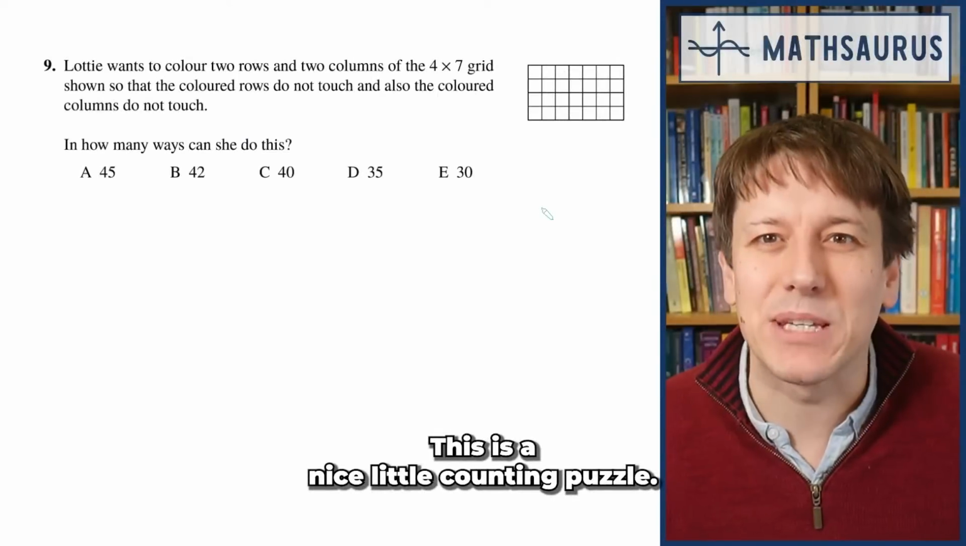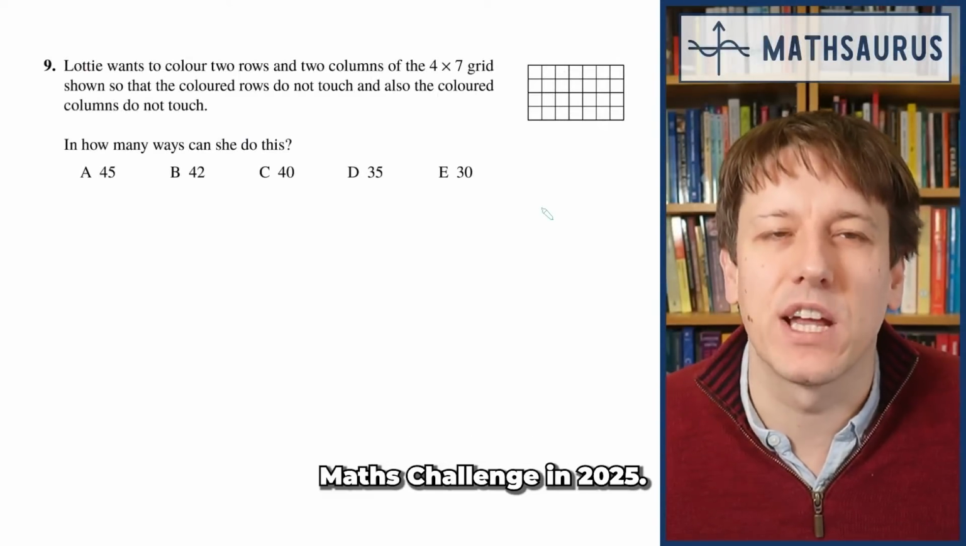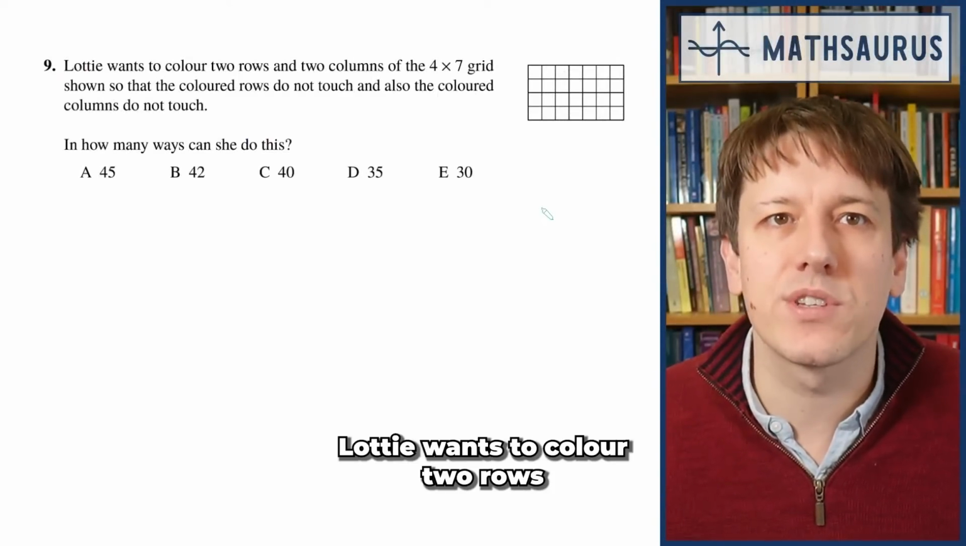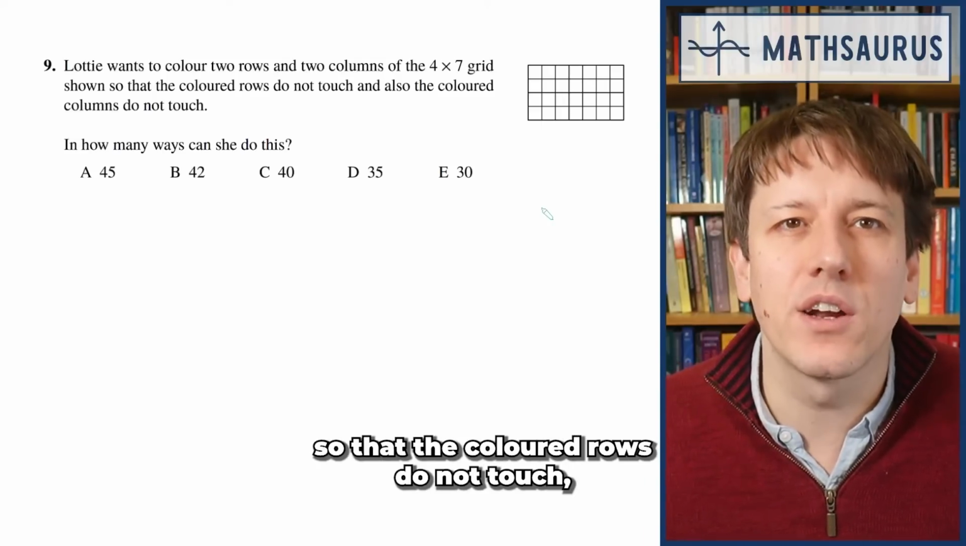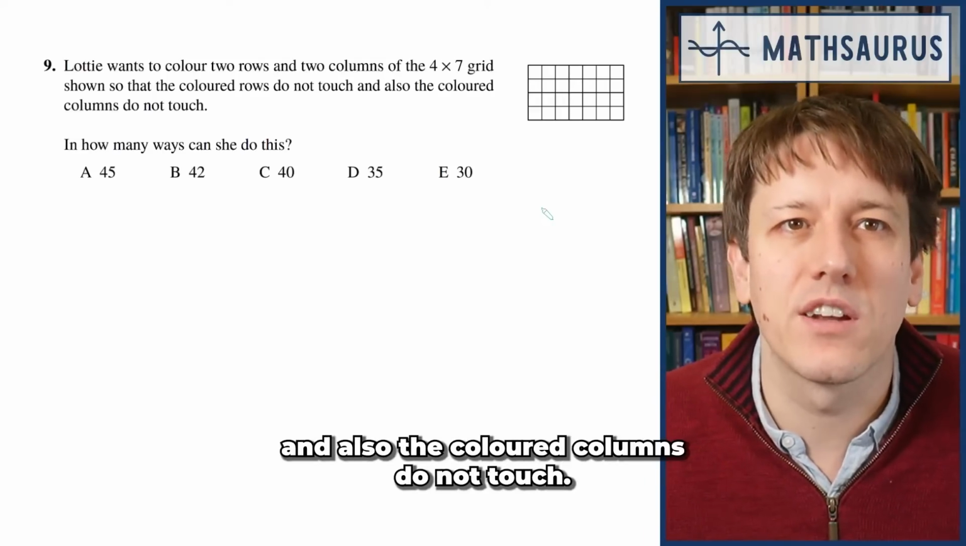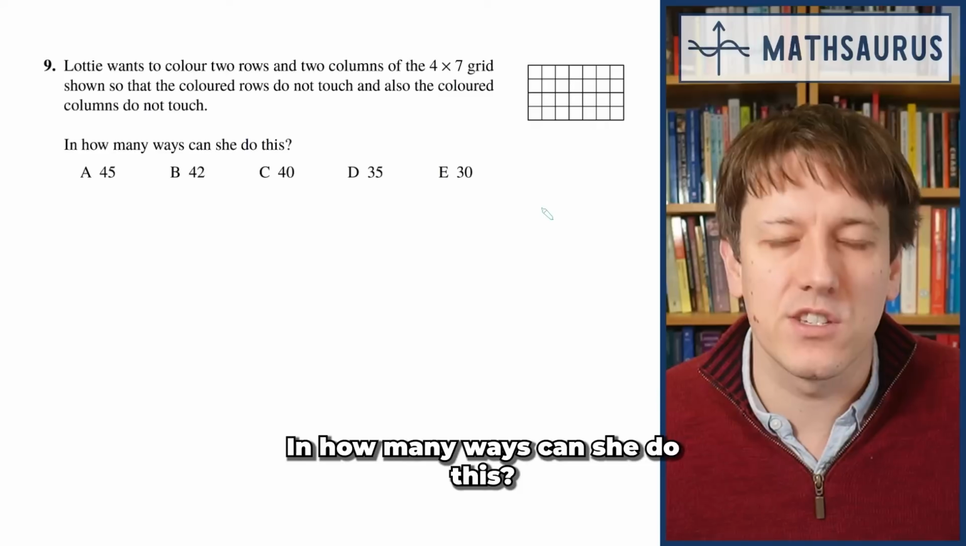This is a nice little counting puzzle that was question 9 of the Intermediate Maths Challenge in 2025. Lottie wants to colour 2 rows and 2 columns of the 4x7 grid shown so that the coloured rows do not touch and also the coloured columns do not touch. In how many ways can she do this?